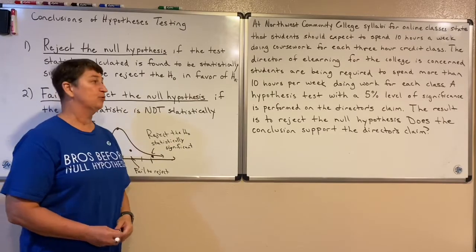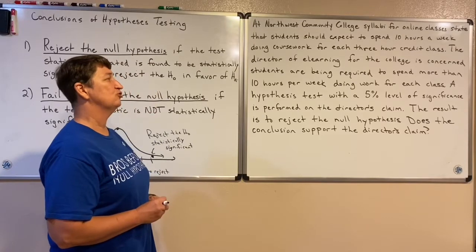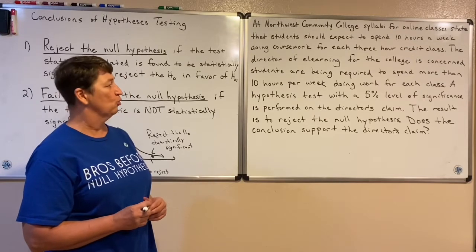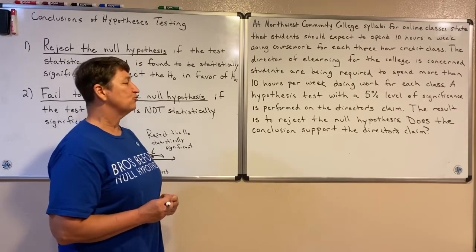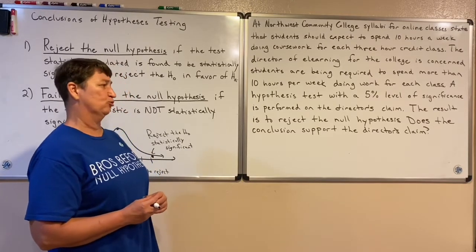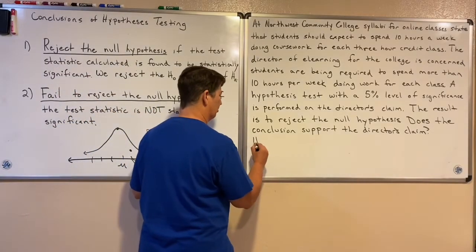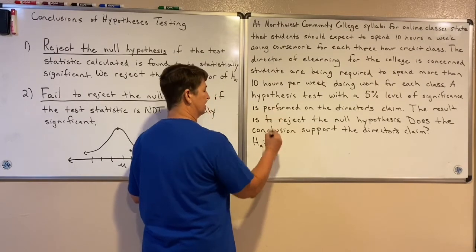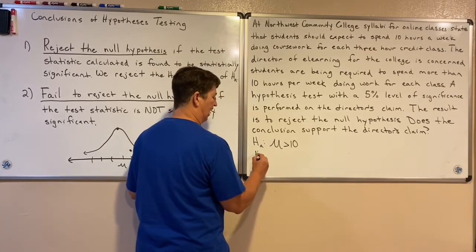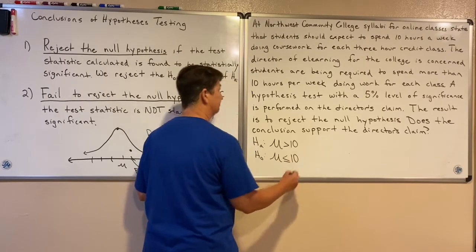Let's look at an example here. At Northwest Community College, syllabi for online classes state that students should expect to spend 10 hours a week doing coursework for each 3-hour course credit. The director of e-learning for the college is concerned students are being required to spend more than 10 hours per week doing work for each class. We looked at this earlier and we saw that our alternative hypothesis, that the e-director said the mean was going to be more than 10. So that meant that our null hypothesis was that it was less than or equal to 10.